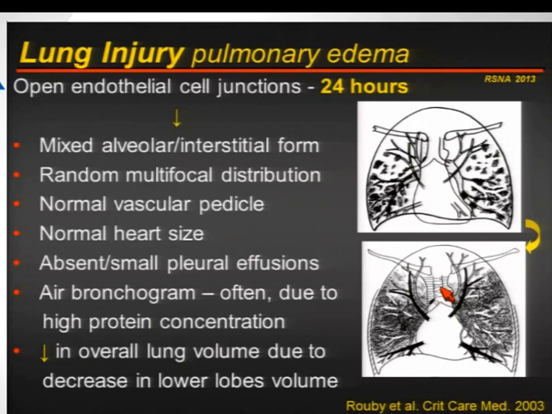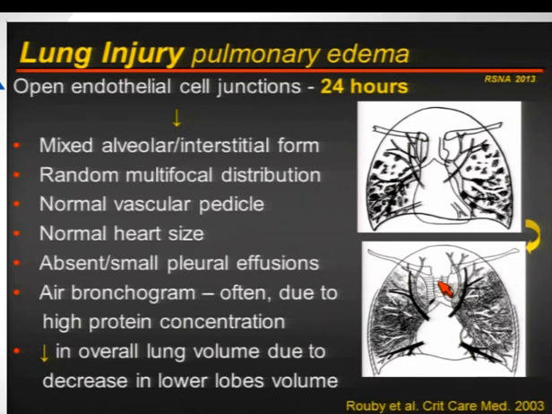And then we can see mixed alveolar or interstitial form, random multifocal distribution. But what is important is that if there is no overlying cause, the normal vascular pedicle and the normal heart size will be present, since the problem is not in the heart. There is absent or very small pleural effusion, and air bronchogram, again, is very often seen due to the high protein concentration of the fluid within the alveoli.